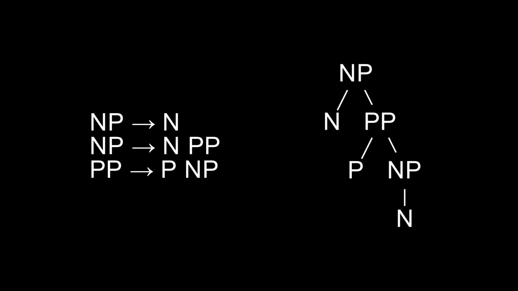We'll say that the root is always NP. Each NP can have a single N child or a left N child with a right PP child. Each PP node must have a left P child and a right NP child. We can implement a tree automaton to check this pattern.